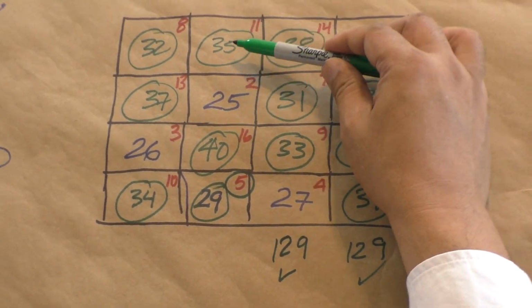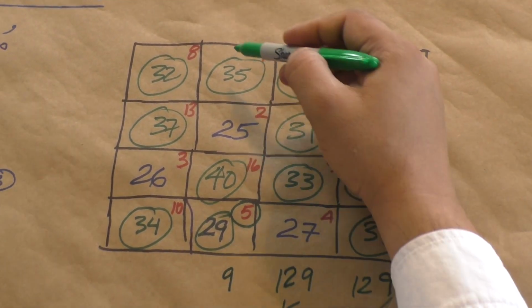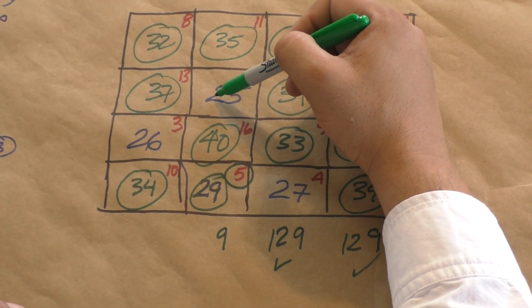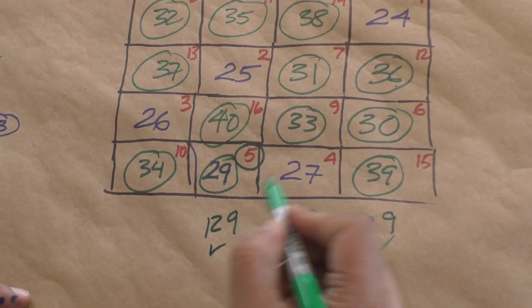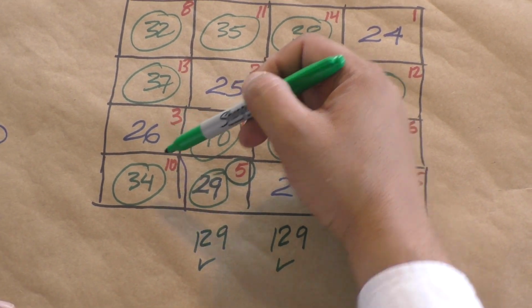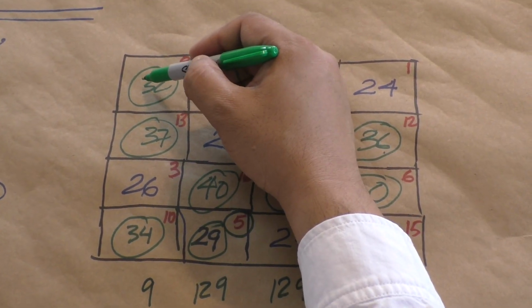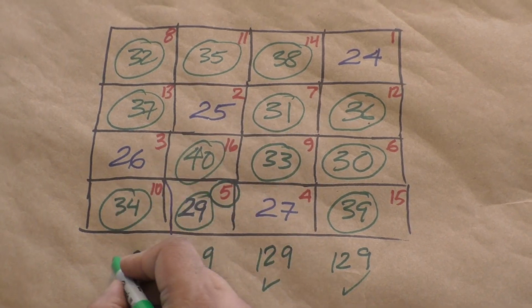129. Doing the same thing here. 5 and 5 is 10. Plus 9 is 19. Carry the 1. So 1, 3, 4, 6, 10, and 12. 129. 2 and 7 is 9. 9 plus 6 is 15. 15 plus 4 is 19. Carry the 1. So we have 1, 3, 4, 7, 9. 9 and 3 is 12. 129.